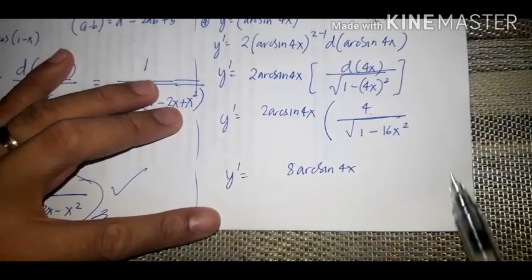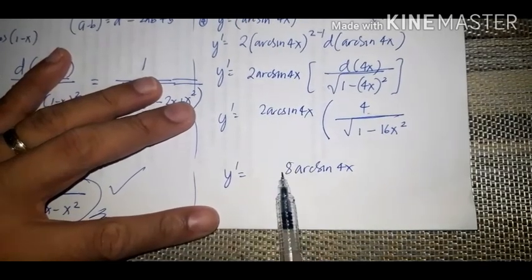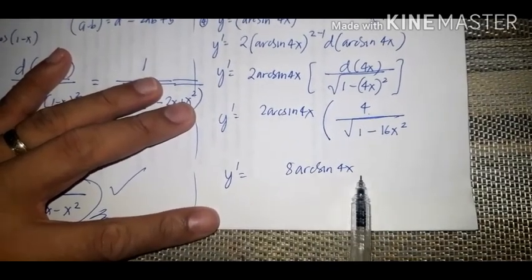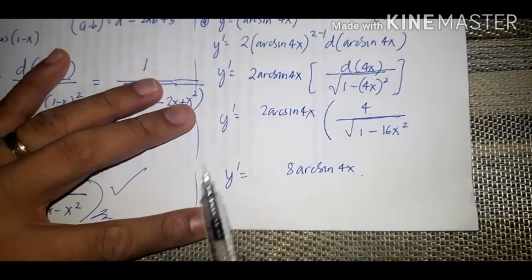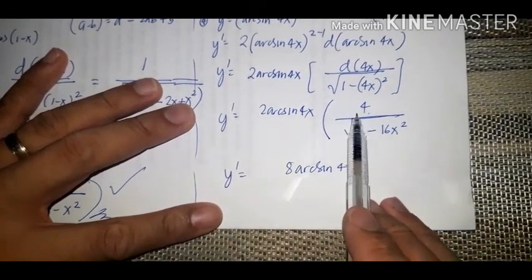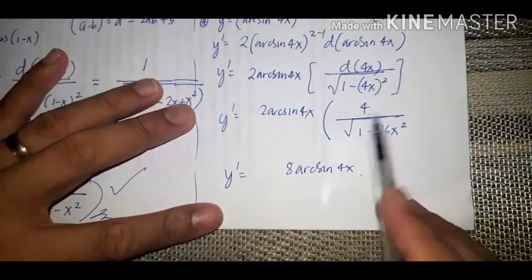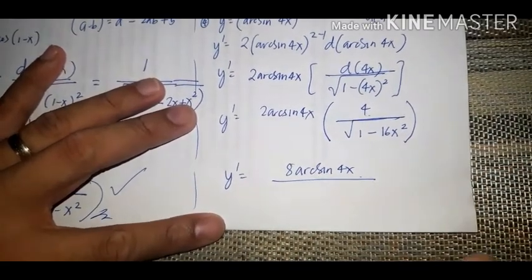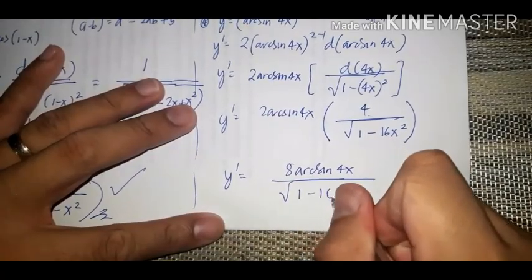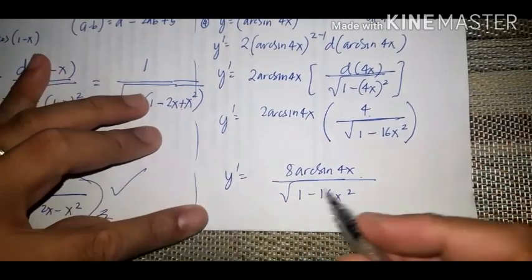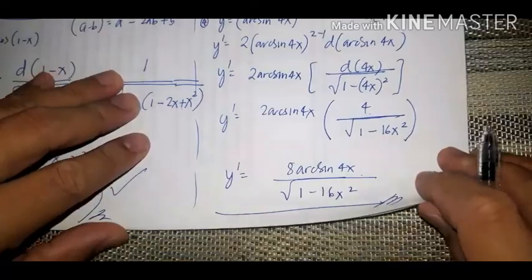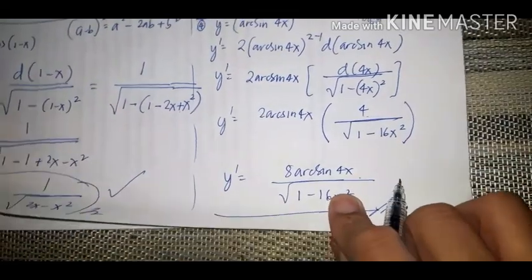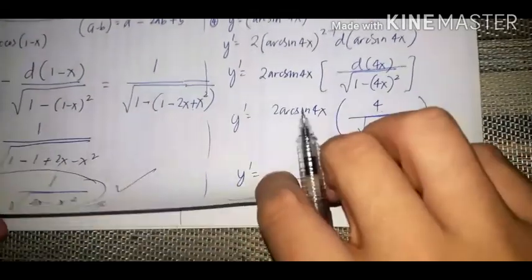By the way, meron rin minsan gumagawa, you are minumultiply yung 8 dun sa 4, so magiging arcsine 32x. Hindi pwede yun, ha? So, it's a no-no. So, you just have to multiply the numerical coefficient and that constant there. So, your y prime here is 8 arcsine 4x over the square root of 1 minus 16x squared. So, this is our answer. So, again, you need not to rationalize. Kasi baka magkamali pa.